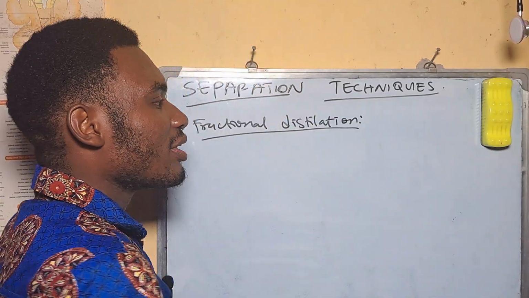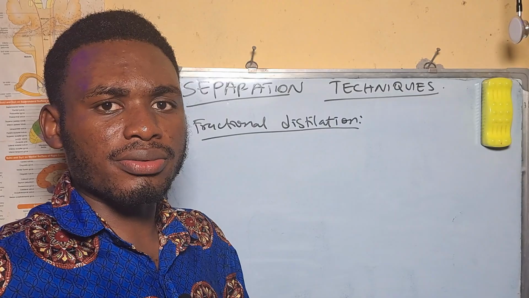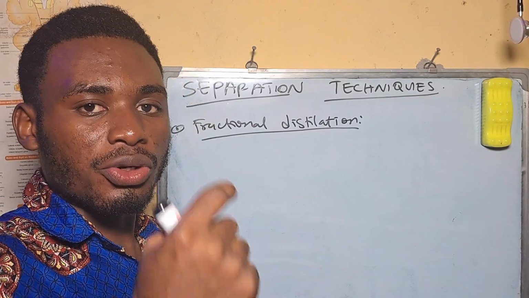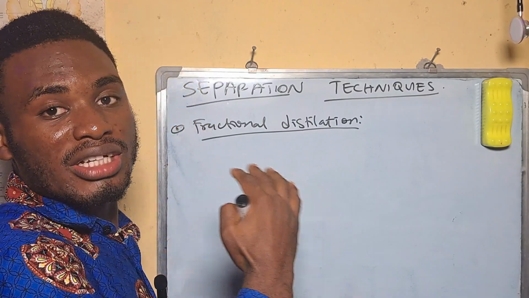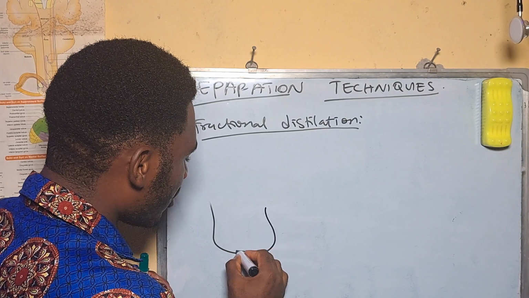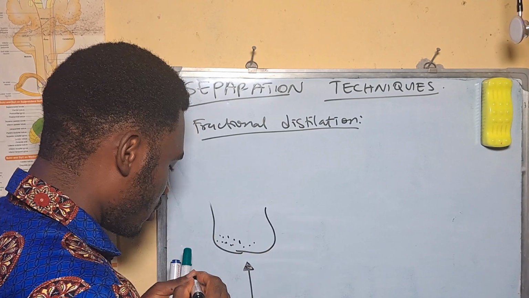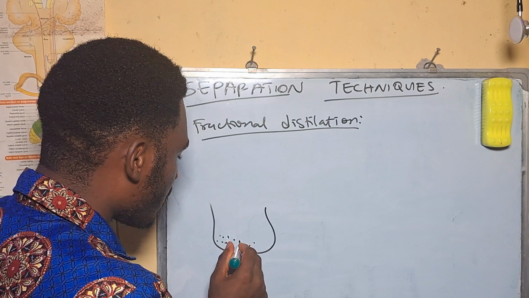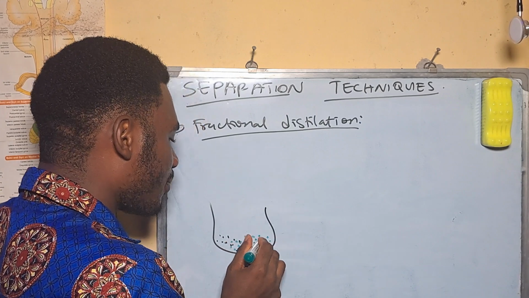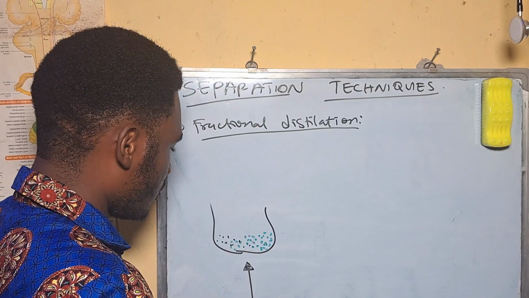So fractional distillation is almost like distillation, but a particular apparatus is introduced, called the fractionating column. You have a beaker here which you are going to heat up. That beaker has liquids that are miscible, so these liquids can mix so well. Two or more liquids that have different boiling temperatures.